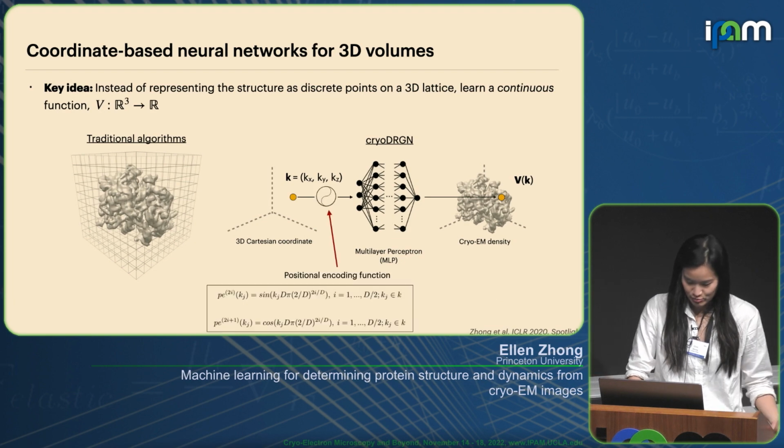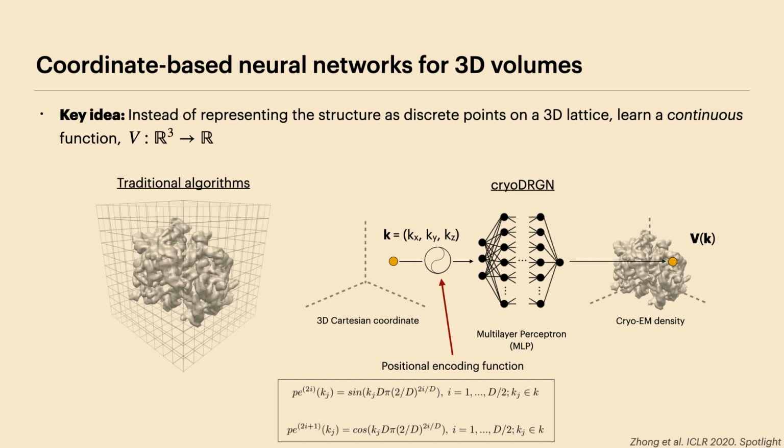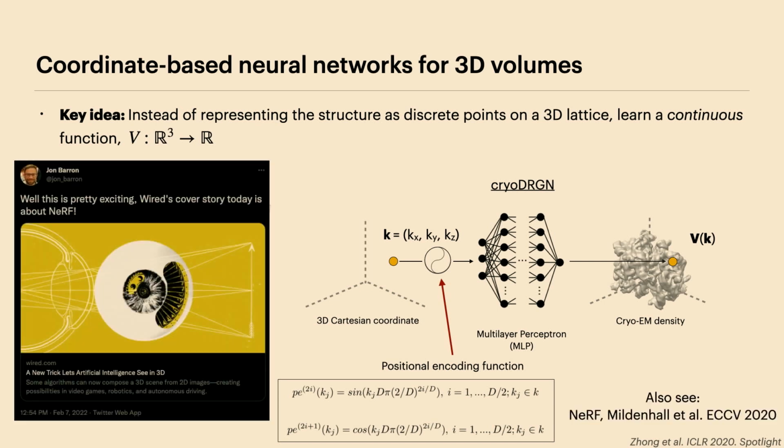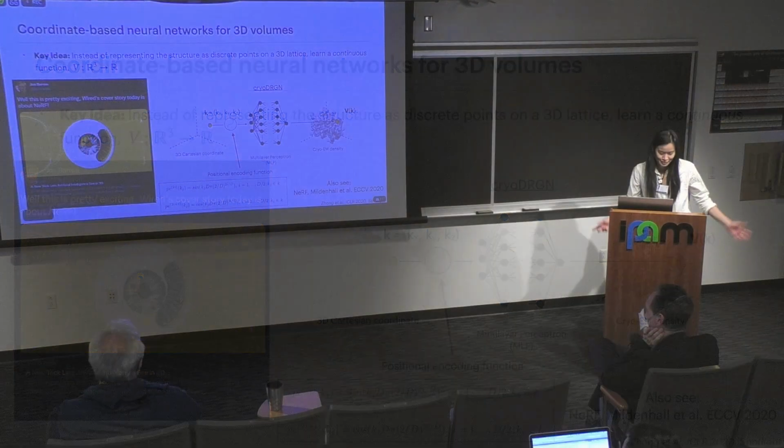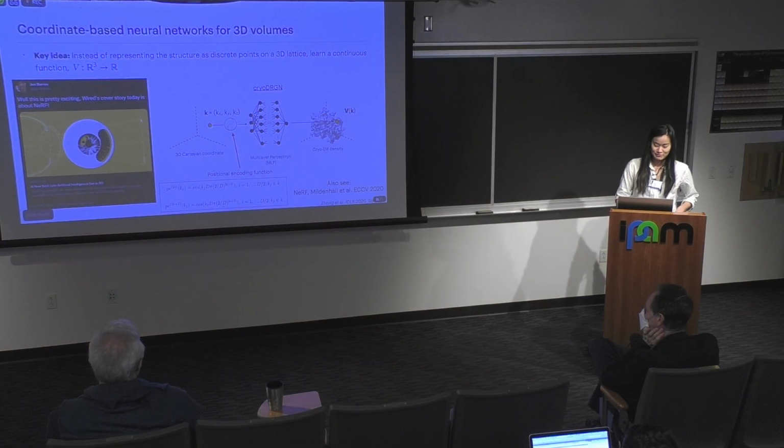There's an additional detail here, which is that instead of directly inputting our 3D Cartesian coordinates, we featurize them using a fixed series of sinusoids of varying frequency. This is a positional encoding function, and it was inspired by the transformer literature. This is the exact architecture that has been shown to be very useful for other tasks in traditional computer vision, like novel view synthesis. So if you're interested in that, please check out NeRF. There have even been popular science articles written about NeRF, and so that's been very exciting to see.